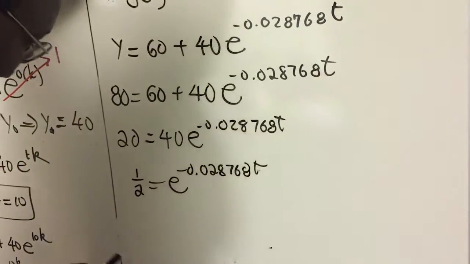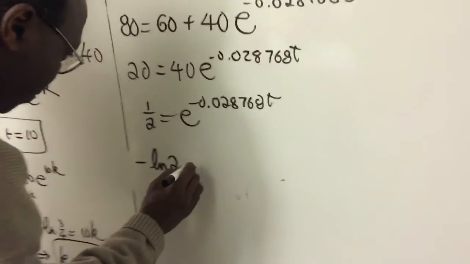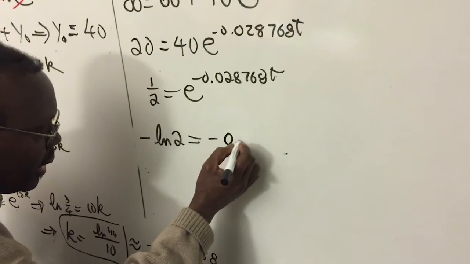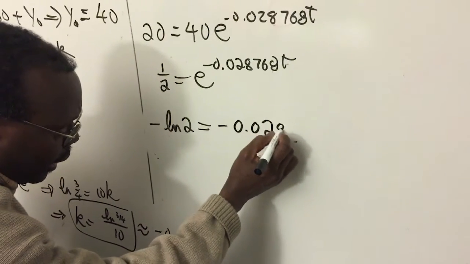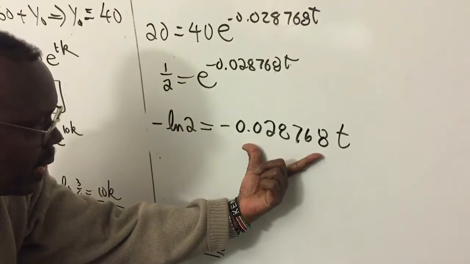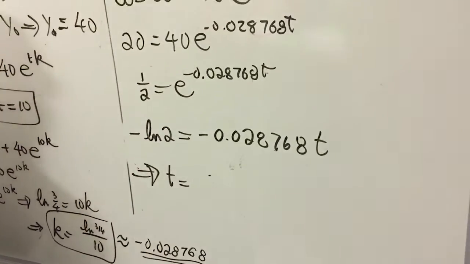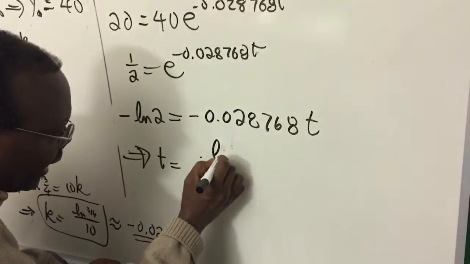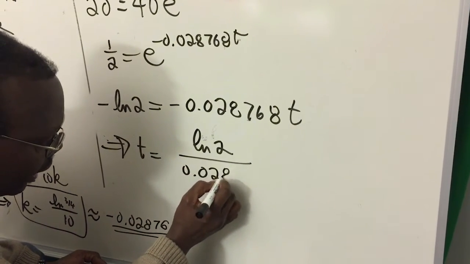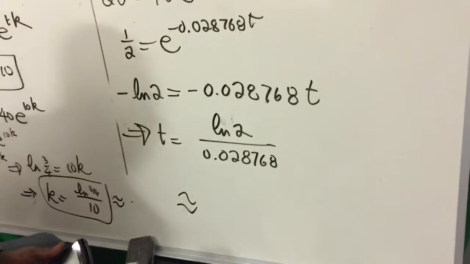e to the exponent. Take ln, and this one will be ln of 1/2 is equal to negative 0.028768 t. Divide each side by this decimal number to get t. These two negative signs cancel off in the meantime. So this will be ln 2 over 0.028768. And this one is 24.